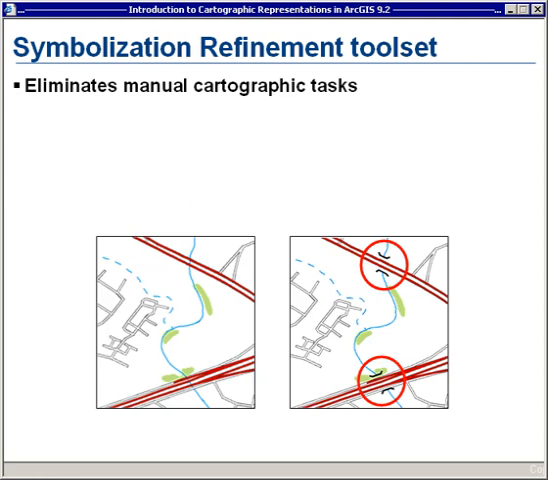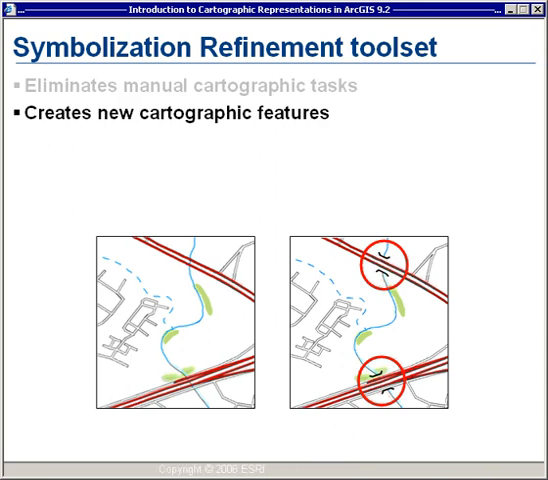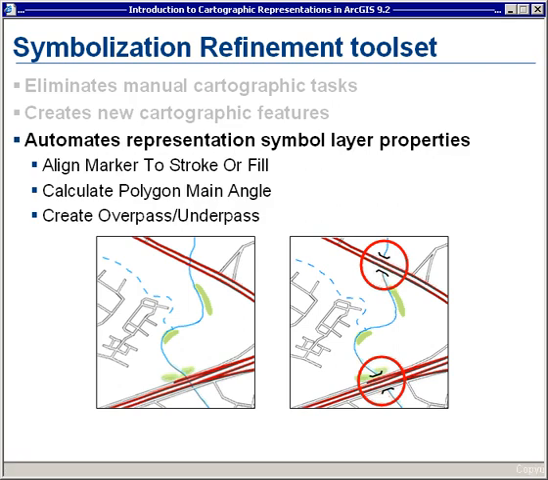The third new tool set is the Symbolization Refinement tool set, which is intended to automate what are currently some manual cartographic tasks, for example, some masking. In many cases, they create new cartographic features, or a couple of the tools will simply apply new information to existing feature class representations. Some examples here: the Align Marker to Stroke or Fill tool I will demonstrate shortly. But what we're seeing in this screenshot is the Create Overpass tool. There's also a separate Create Underpass tool.